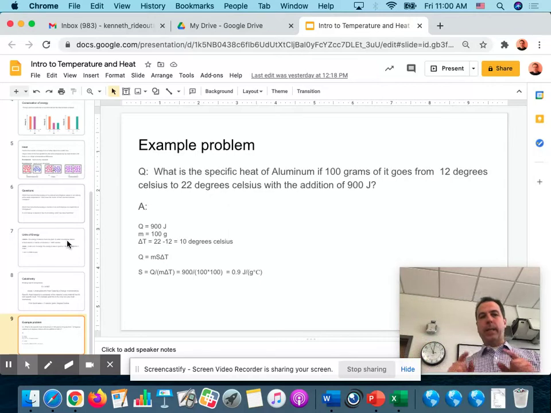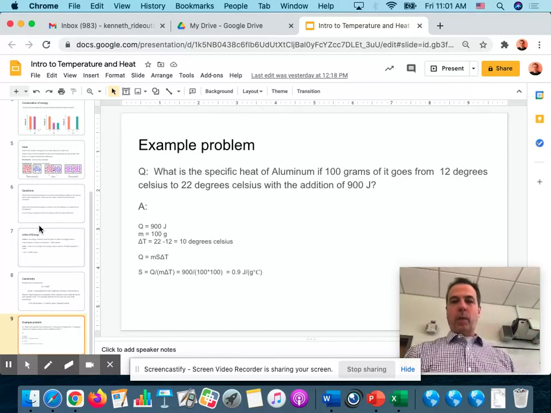So we're going to plug in 10 for delta T, 100 for M, 900 for Q, and solve it for S, right? And you should keep all the units in there, right? And the units work out to be 0.9 joules per gram per degree Celsius. So the units for specific heat are kind of cumbersome, right? But that is what they are, and you need to respect the units. Hopefully at this point in the course, you understand how important the units are. Okay, that's my introduction to heat and temperature and a little bit of energy.